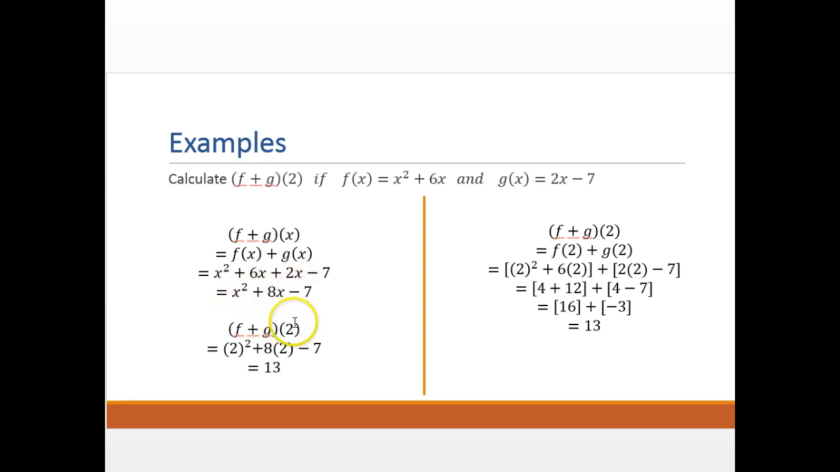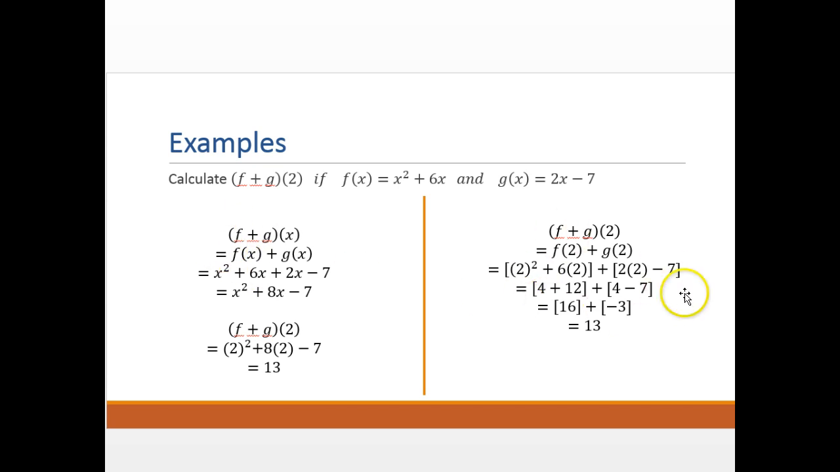So f plus g of 2 is just this equation evaluated at 2. So 2 squared plus 8 times 2 minus 7 is 4, plus 16 minus 7 is 13. We could also split it up, and instead of figuring out the f of x plus g of x first, we can just do f of 2 plus g of 2. F of 2 is 2 squared plus 6 times 2, which is 4 plus 12, which is 16. G of 2 is 2 times 2 minus 7, which is 4 minus 7, which is negative 3. And 16 minus 3 is 13.